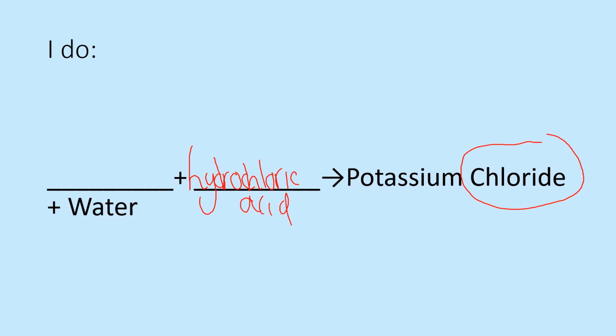Okay, so now I'm going to go back to the first part, which I know comes from either my alkali or my base or my oxide. There are two options we could have here. Potassium hydroxide and potassium oxide would both react with hydrochloric acid to give us potassium chloride. You can choose which one you want to write. I'm going to go with potassium hydroxide.